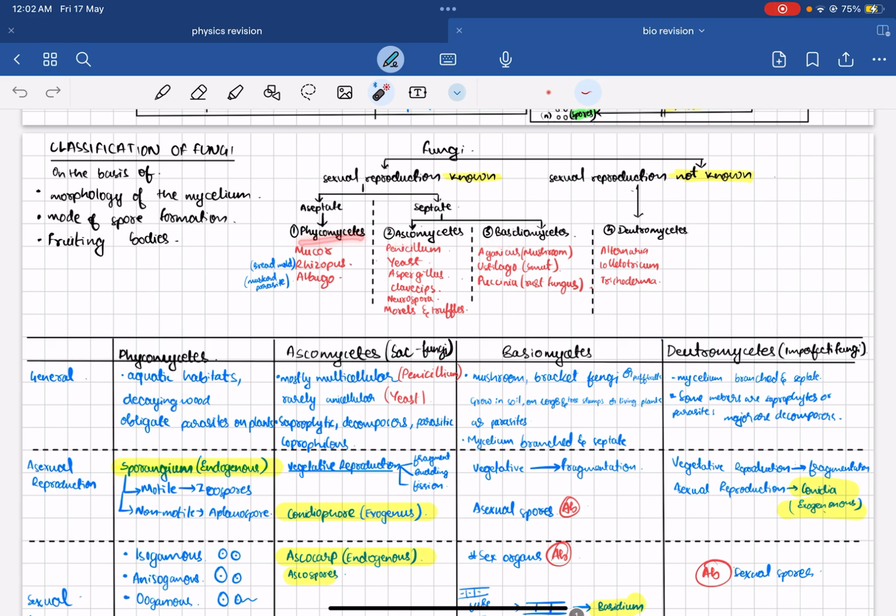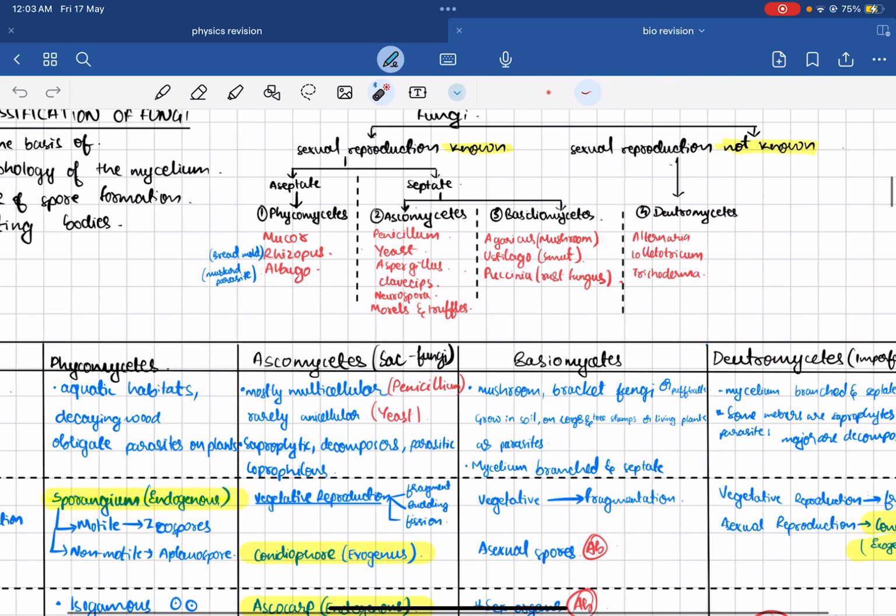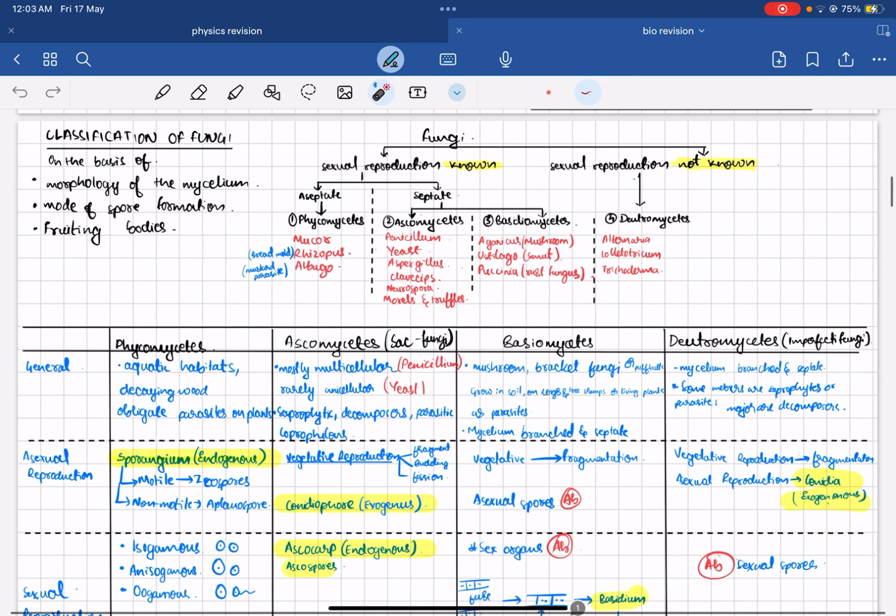In Phycomycetes there are three: Mucor, Rhizopus, Albugo. Rhizopus is bread mold, Albugo is a mustard parasite. Ascomycetes: Penicillium, yeast, Aspergillus, Claviceps, Neurospora, morels, and truffles. Basidiomycetes: Agaricus, Ustilago, Puccinia. And next, Deuteromycetes: Alternaria, Colletotrichum, Trichoderma. Mucor, Rhizopus, Albugo are simple, and Deuteromycetes has a bit long names, so that's how I check it to remember.